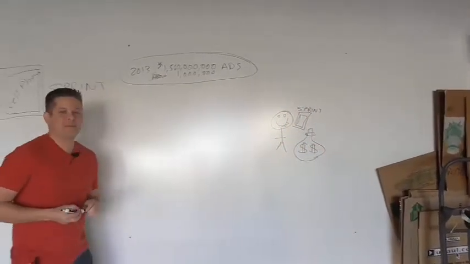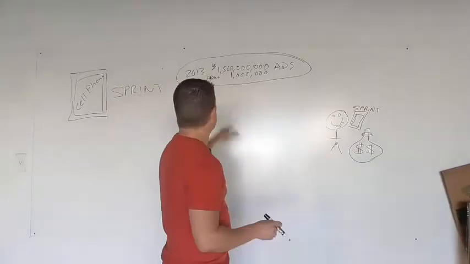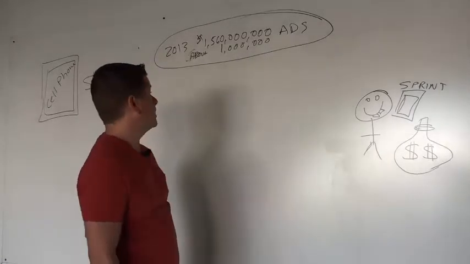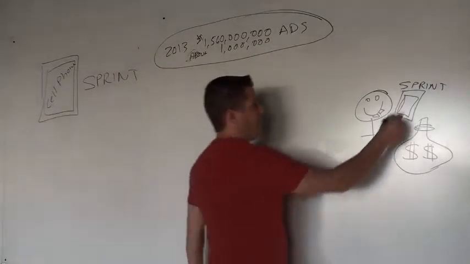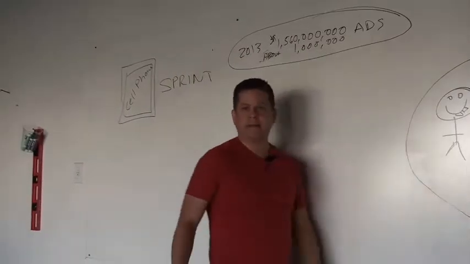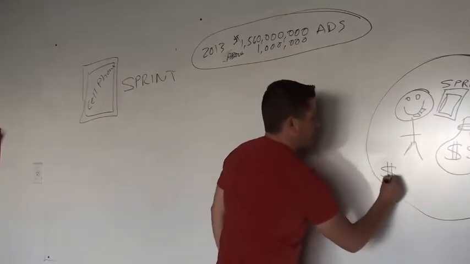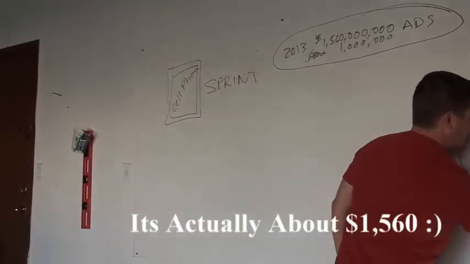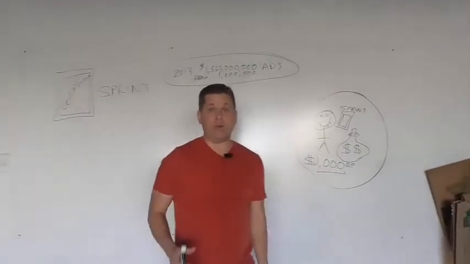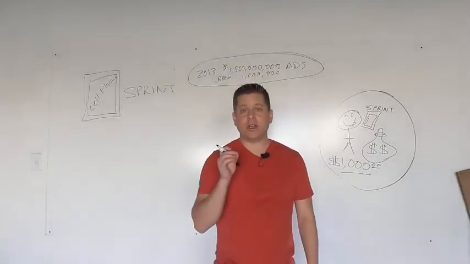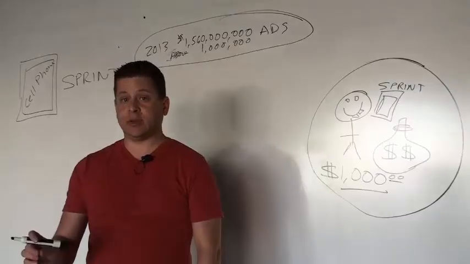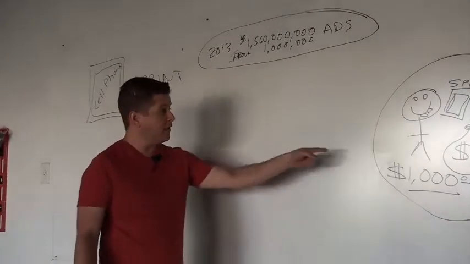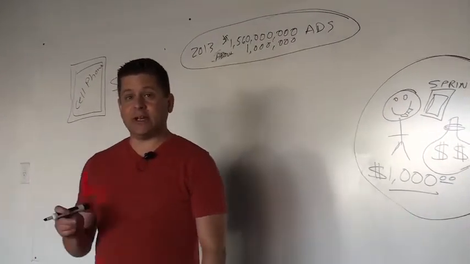Okay, so we have $1.56 billion in ad spend and 1 million new guys using Sprint, guys and gals to be politically correct. So the question is how much does it cost to get old Billy Boy to join up for Sprint? The answer is approximately $1,000. So Sprint is paying $1,000 for a new customer to join Sprint, right? They're saying, I'm betting $1,000 that I can make more than $1,000 off of this guy for switching over to Sprint.